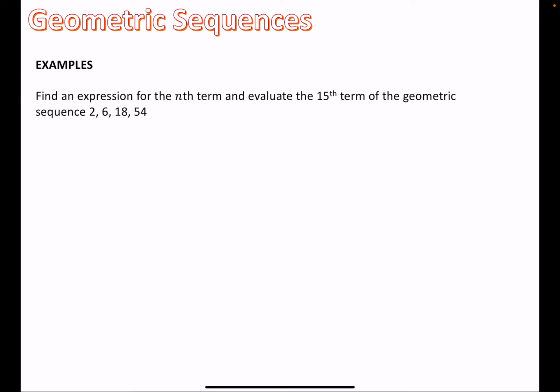Okay, so first question up is a relatively straightforward one. Find an expression for the nth term and evaluate the 15th term of the geometric sequence 2, 6, 18, 54. This tells us it's a geometric sequence, but we can quite easily spot that it is one because we're multiplying by something to get to the next term. It's not a common difference as in an arithmetic sequence. We have a common ratio.